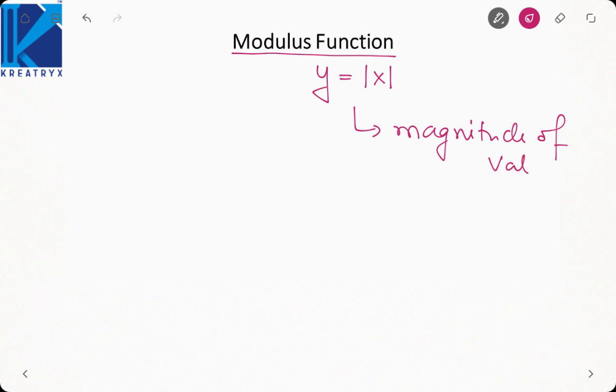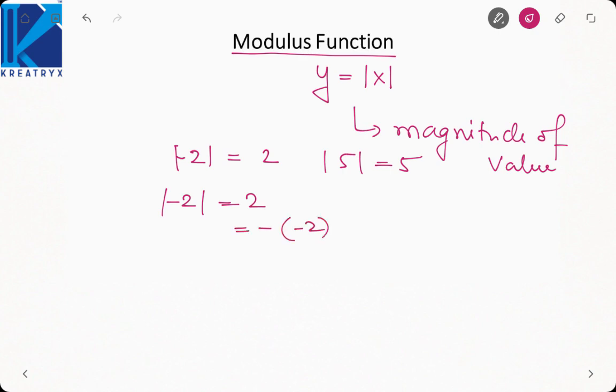Okay, what is meant by magnitude? That is, it will remove the sign. The mod of minus 2 is 2. Mod of 5 is 5. It does not care about the sign. It just returns the numeric value. Due to which, suppose if I am taking mod of minus 2, it is coming out to be 2. I can say it is equal to minus into minus 2.